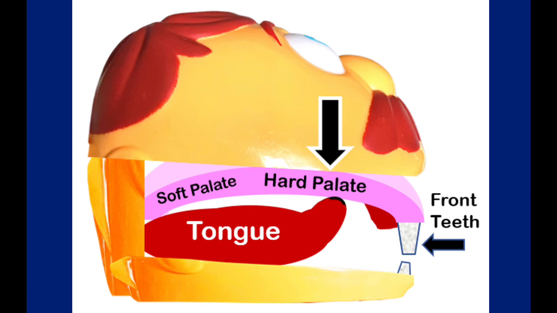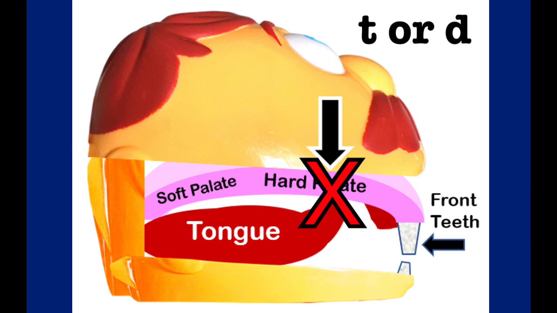Here we see a side profile view of what happens when the tongue curls or retroflexes in order to tap the hard palate to pronounce the T or D in English. It sounds like t, d, which is what we do not want.